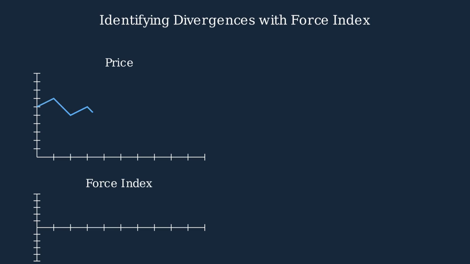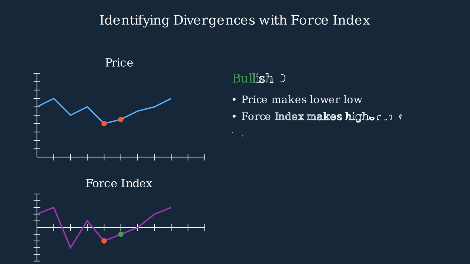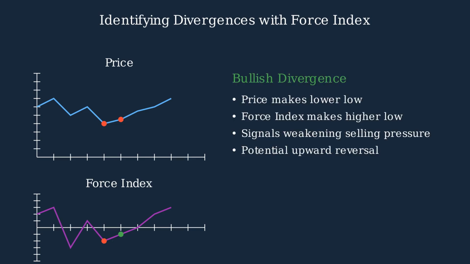A bullish divergence occurs when price makes a lower low, but the force index makes a higher low. This pattern suggests weakening selling pressure, as sellers are unable to push the force index to new lows despite lower price points.